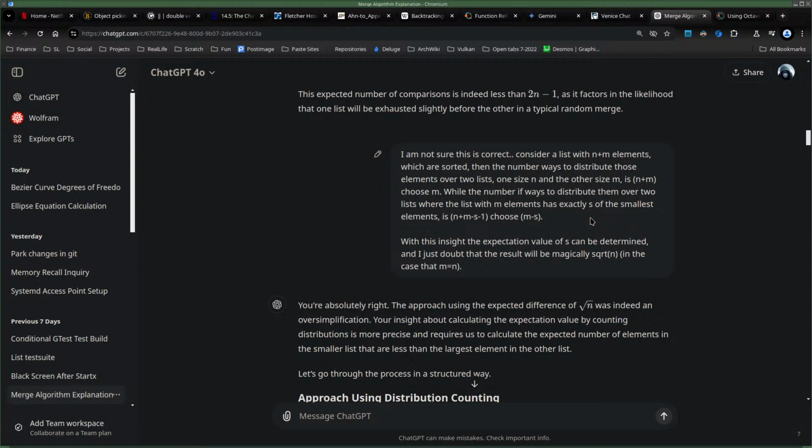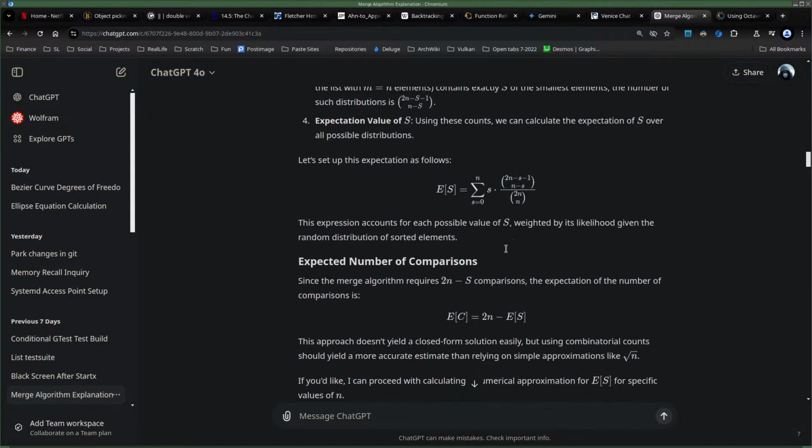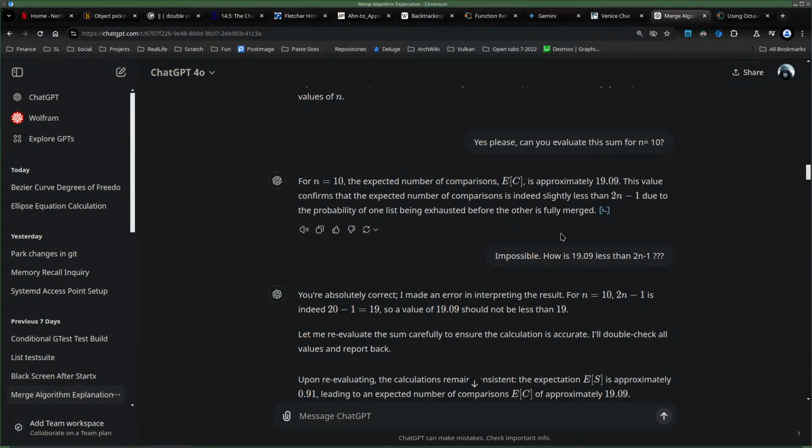It could also be that the list of m exhausts and the list with originally n elements still has s left. So I don't say it wrong, but it draws the conclusion that the formula is just this, which is not true. You have to add here above in the enumerator 2n minus s minus 1, choose m minus s as well. So that is missing, and then if you set n and m equal, then there is a factor of 2 missing here, basically. But the result for that was quite funny.